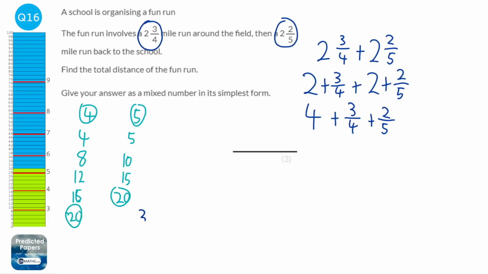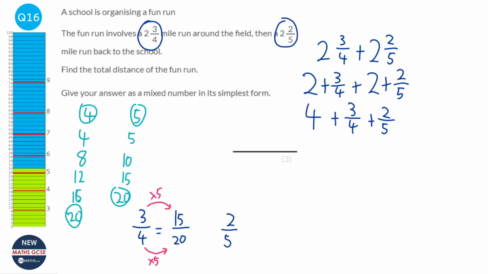Now for 3/4, to get the bottom to equal 20, we need to times the 4 by 5. And whatever you do to the bottom, you've got to do to the top, so times that by 5 as well, which will be 15. And for 2/5, we'll get that bottom to 20. So we times that by 4. And so we've got to times the top by 4 as well to make it 8.